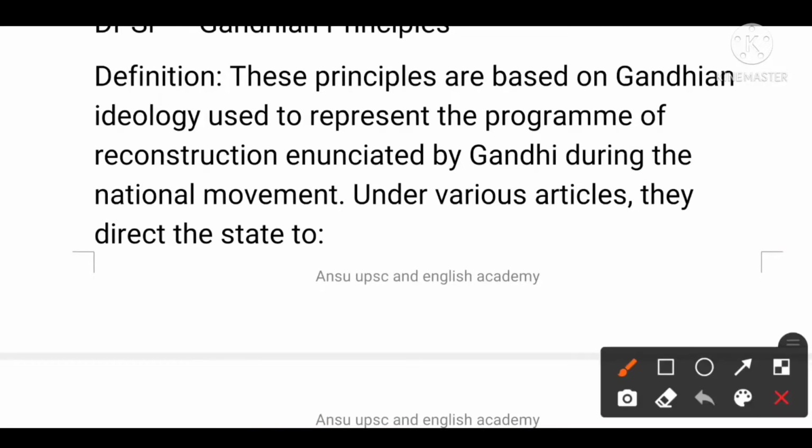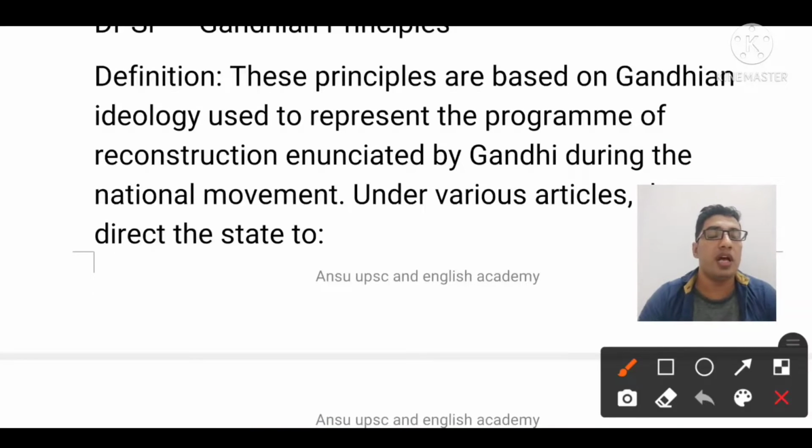What is the definition of the Gandhian Principles? These principles are based on the Gandhian ideology, used to represent the program of reconstruction enunciated by Gandhi during the national movement. What are the principles followed by Gandhi? Enunciated means they have come out from Gandhi's principles, which he followed during the freedom fight movement.